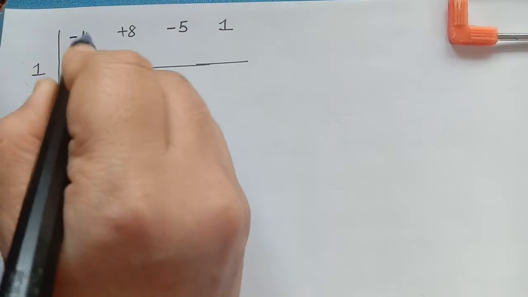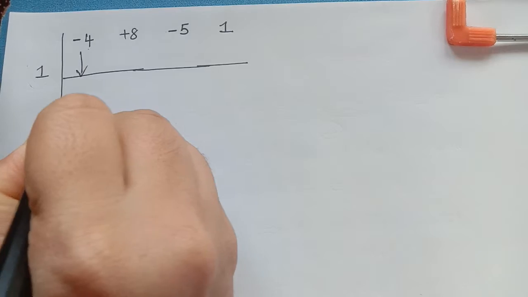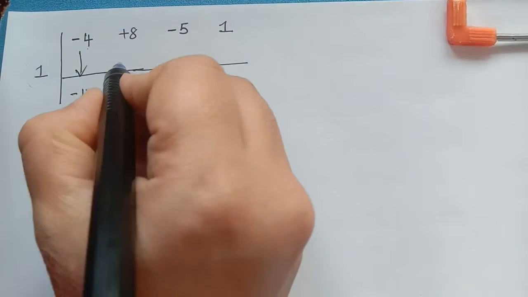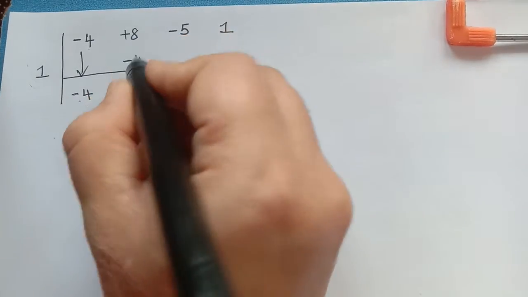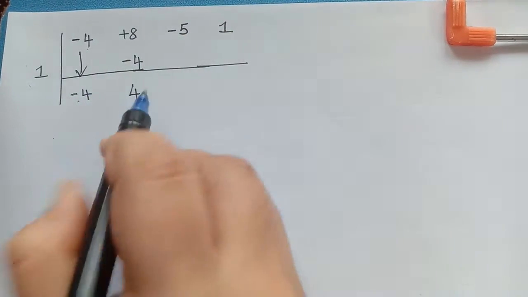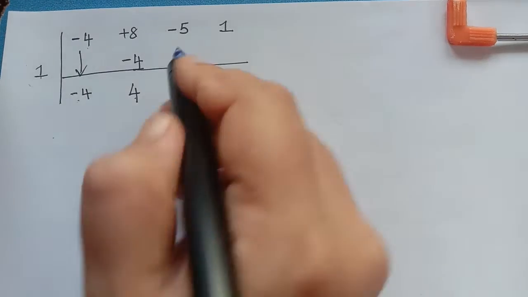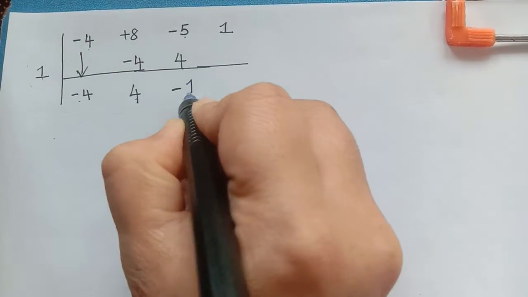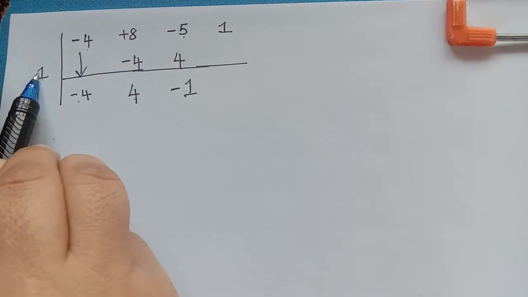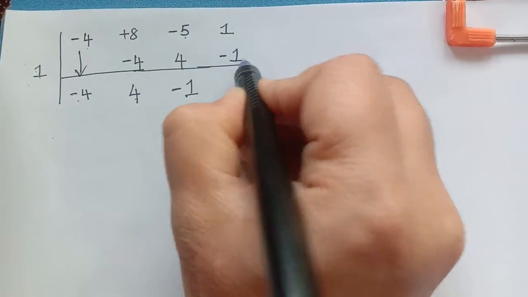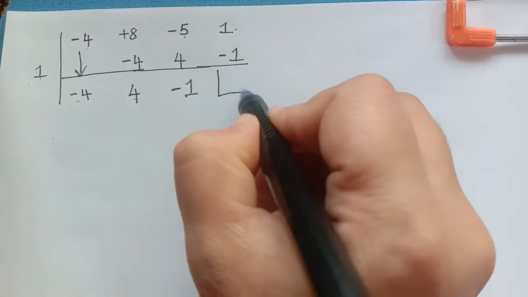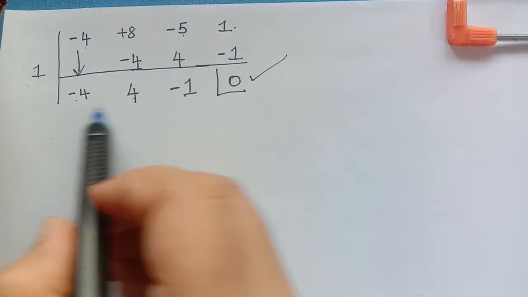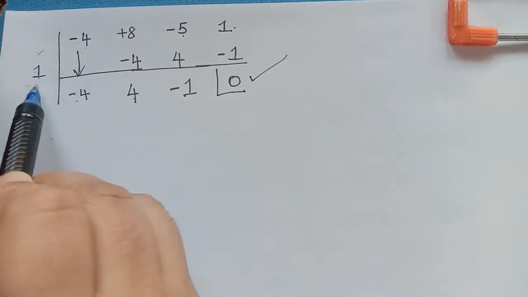So when we do so, the first term will come as it is. So minus 4. Now multiply minus 4 with 1. It will be minus 4. So 8 minus 4 is 4. So 4 multiplied with 1, 4. Minus 5 plus 4. So it will be minus 1. So minus 1 multiplied with 1 will give us minus 1. And plus 1 minus 1 will get cancelled and this becomes 0. So because the remainder is 0, of course we can confirm that 1 is a root.